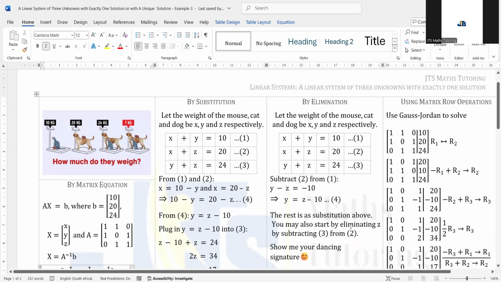You may also start by eliminating Z. That's by subtracting equation 3 from equation 2. I have left that one for you. Show me your pencil signature there.